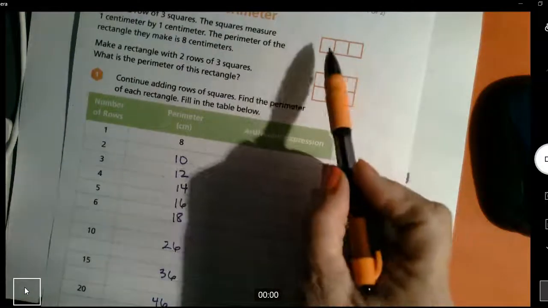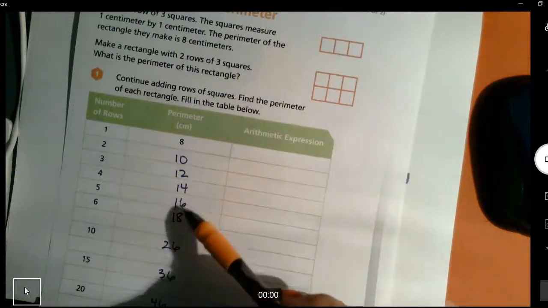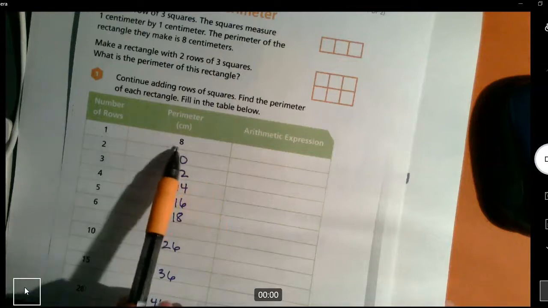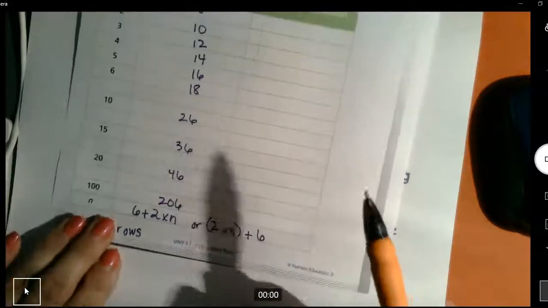As you were adding on to your rows, you were looking at the change that you had in perimeter. For example, in one row, you had a perimeter of 8, and that's just what we counted with our tiles here. 1, 2, 3, 4, 5, 6, 7, 8. Then you went on to discover how many you had in 2, 3, 4, and so on and so forth.